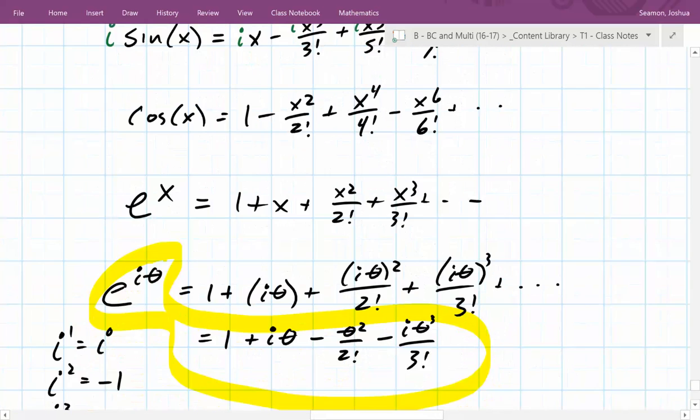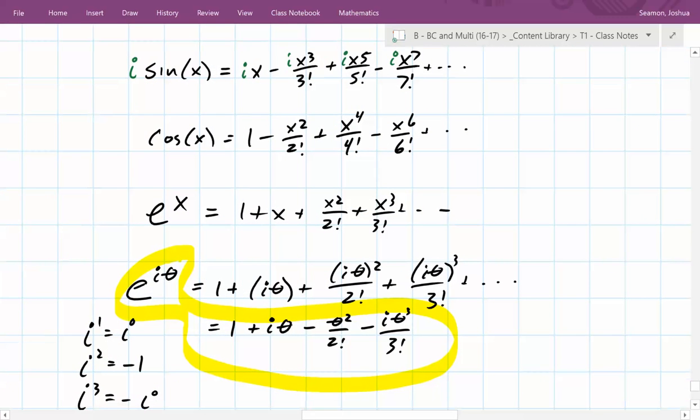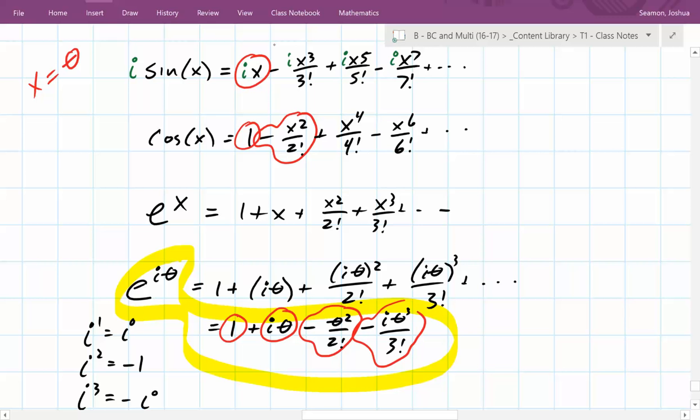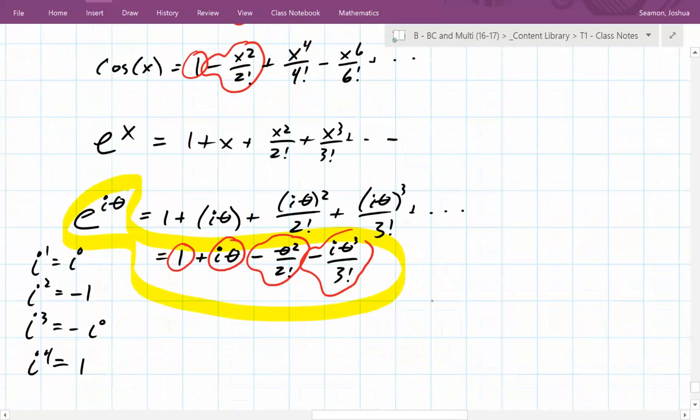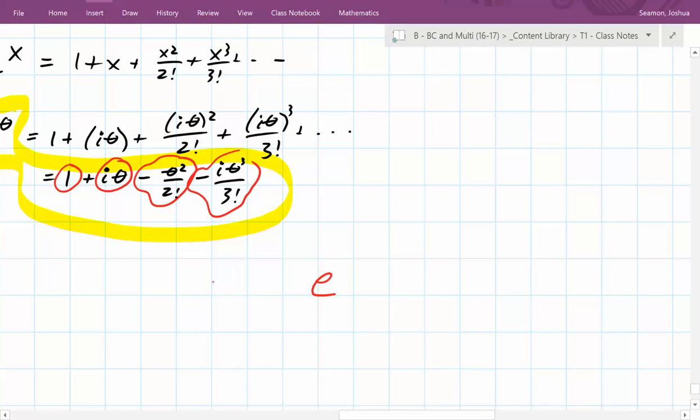Let's just take stock of something. Do you see the thing I highlighted in yellow down there? I see a 1 there and I see a 1 right there. Do you agree? I see an i theta right there and I see an i theta. If I changed x to theta, do you see it right there? What about negative theta squared over... oh, there it is, right? And where's the next term? Sine. So what have we now shown? e to the i theta is equal to cosine theta plus i sine theta. Are you okay with that?